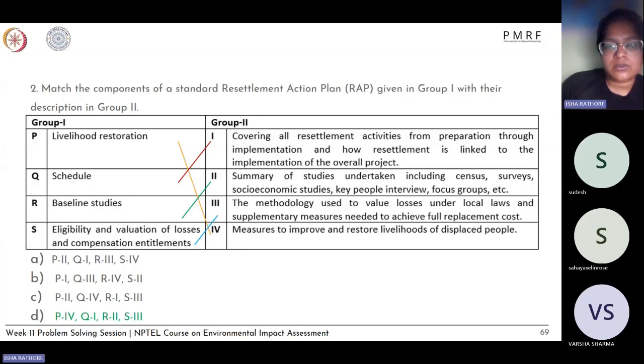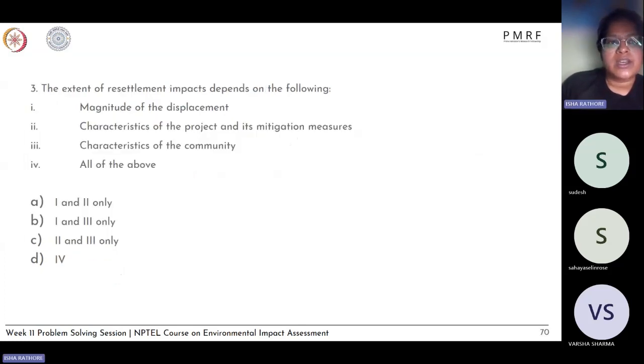Okay. So moving on to the next question. The extent of the resettlement impacts depends on the following: one, magnitude of the displacement; two, characteristics of the project and its mitigation measures; three, characteristics of the community; and four, all of the above. So, which of these statements is true? That is one and two only, one and three only, two and three only, or four.